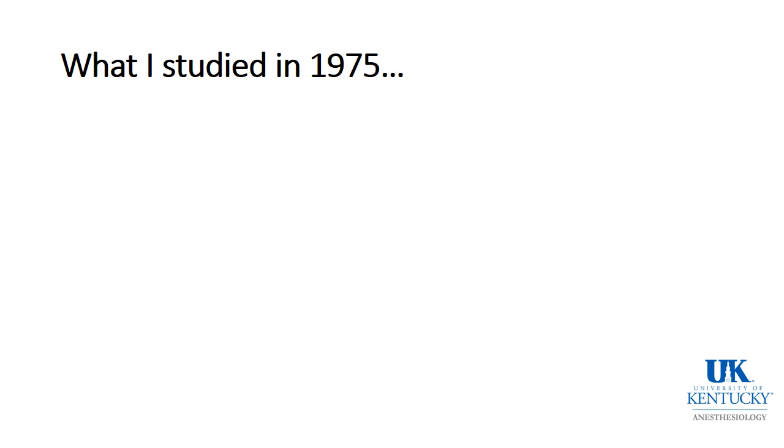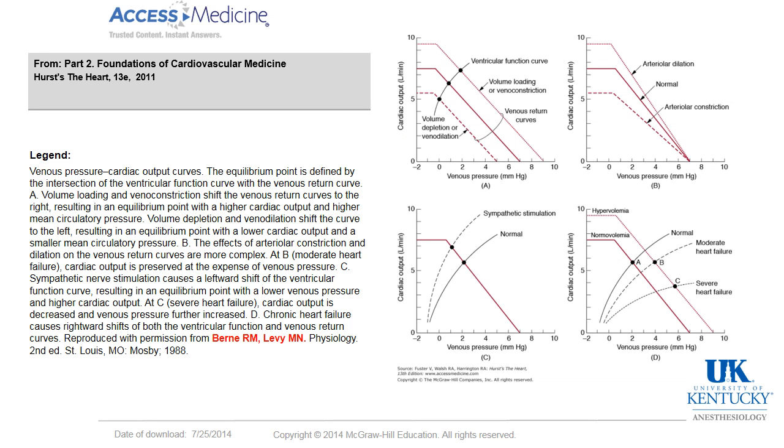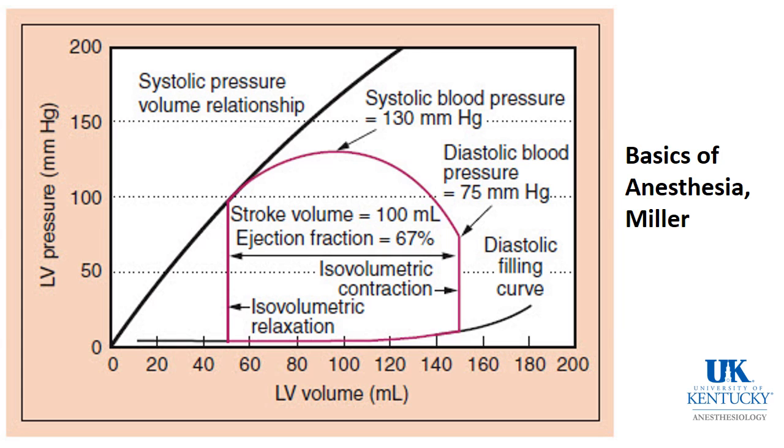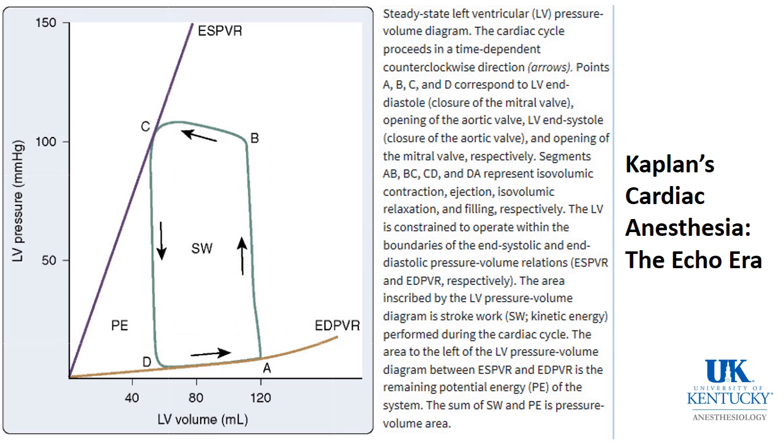Historically, what we studied when I was a medical student involved venous pressure curves that look something like this. Now these days pressure volume loops are used, looking like this. And like this. This figure adds the concept of stroke work, which is the area within that curve bounded by A, B, C, and D.